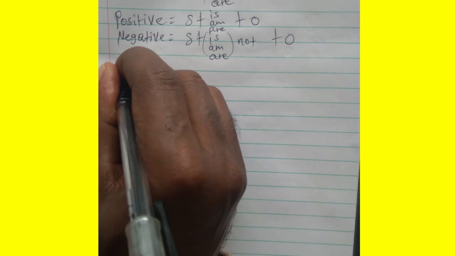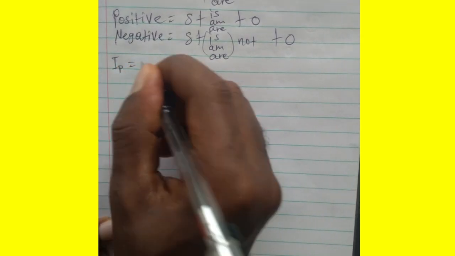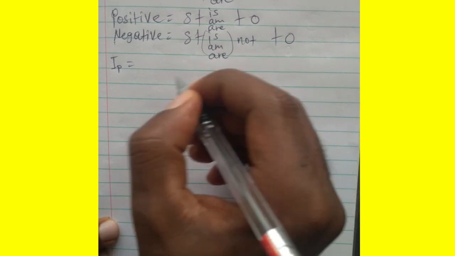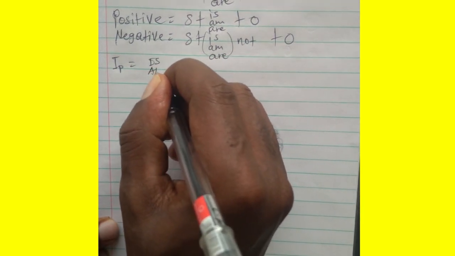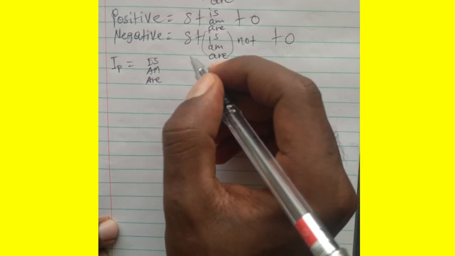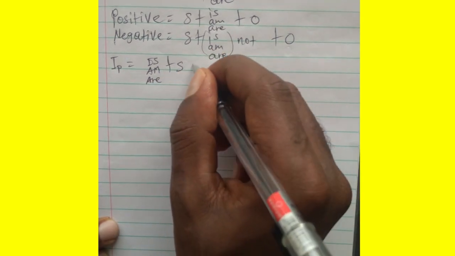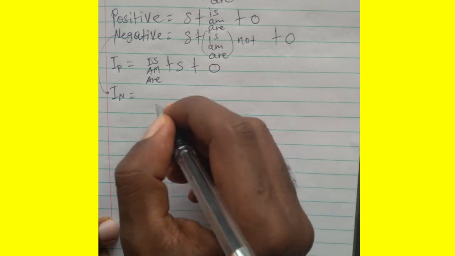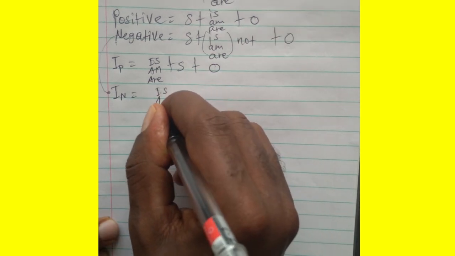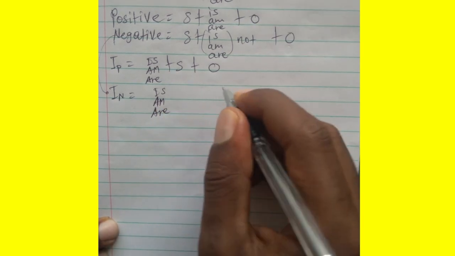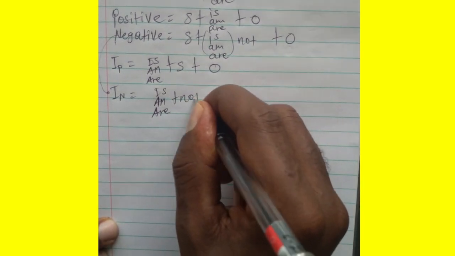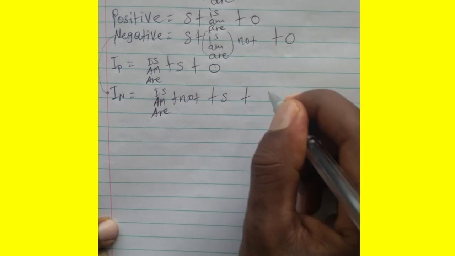And to change this one into interrogative, the positive interrogative of the positive sentence will be is, are coming at the beginning, and these are followed by the subject plus object. And the interrogative form of this negative sentence, the negative interrogative, can be formed by adding not to is, are: is, are plus not plus subject plus object.